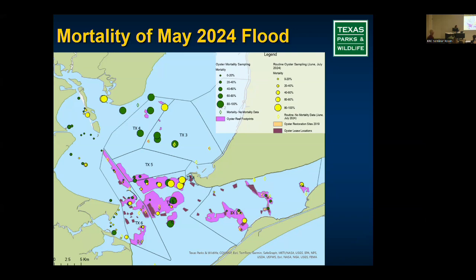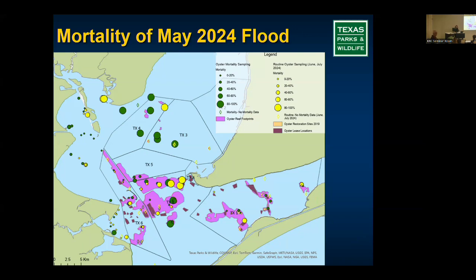The size of the circle represents the percent mortality, with larger circles having higher percent mortality. And then there are some diamonds on here, which are sampling locations where neither live oysters or boxes were collected, so no mortality was able to be calculated. And then there are also our harvest areas here, like TX4 and TX3, and that is how TPWD manages the harvest of our oysters during the oyster season.